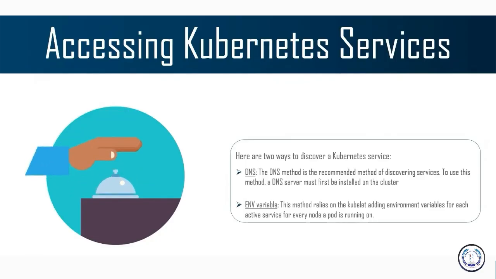Next, as I mentioned earlier, we have env variable. This method relies on the kubelet adding an environment variable for each active service for every node that is running at any given point. So to conclude, we can access Kubernetes services in two ways. One is by DNS and the other one is by env variable.